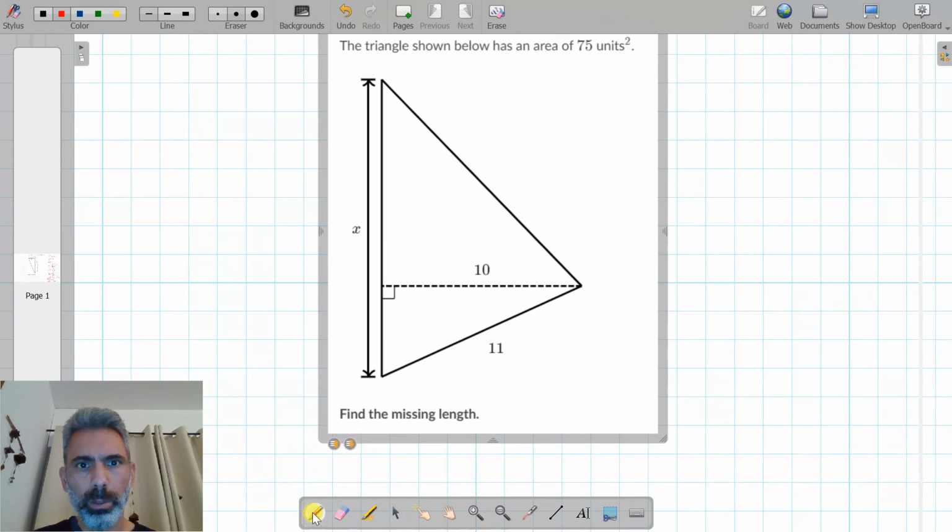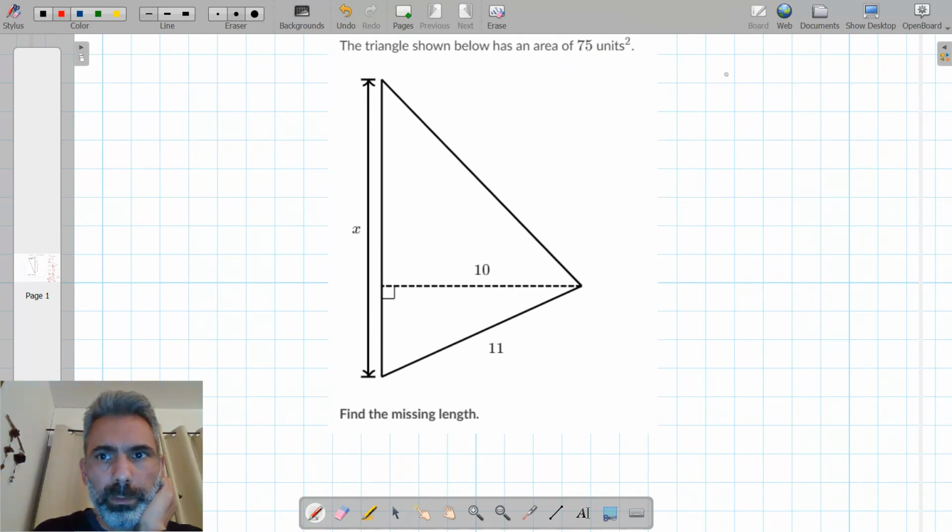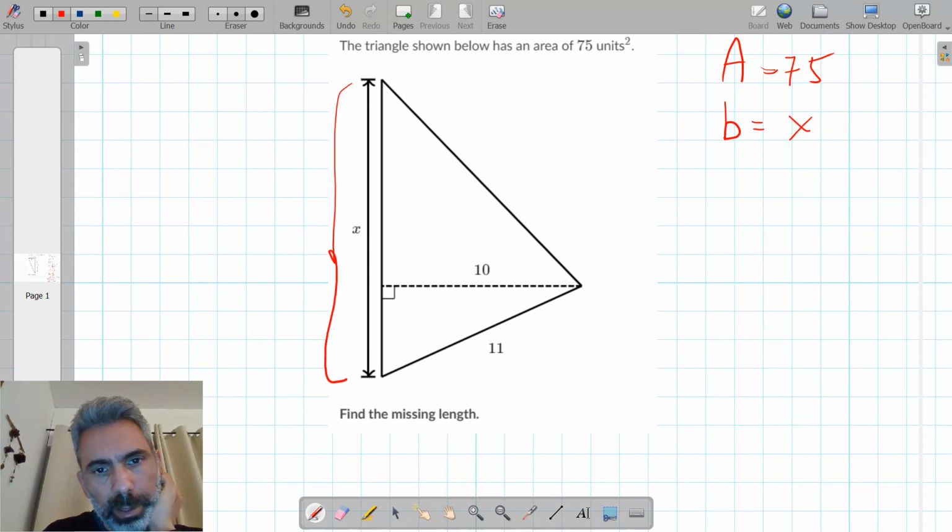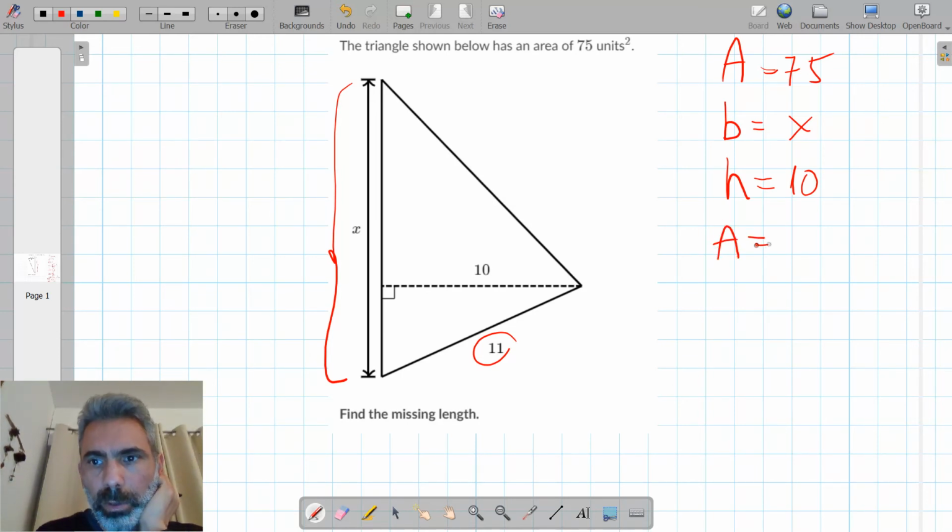The triangle shown below has an area of 75 units. So the area is 75. The base is unknown. You see here, this is the base, because the height is 10. And this is irrelevant to the question. So the formula to calculate the area of a triangle is the base, which is x, times height, which is 10, divided by 2.